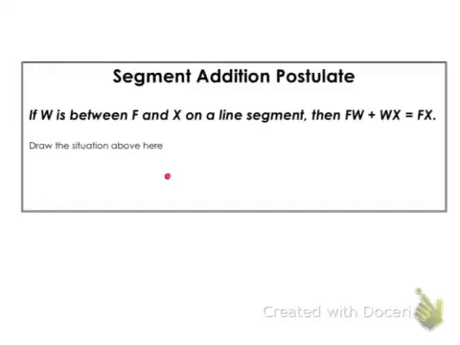So if we have our 2 points, here's our F, here's our X, and we draw a segment in between them, and throw in W somewhere in the middle. What this means is that if you take the length of FW plus the length of WX, that should equal and represent the entire length of FX. So that's what the segment addition postulate does.